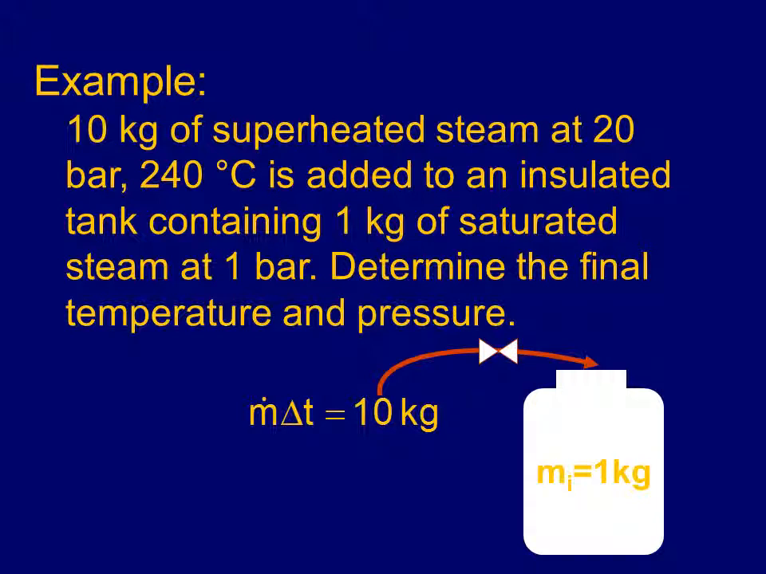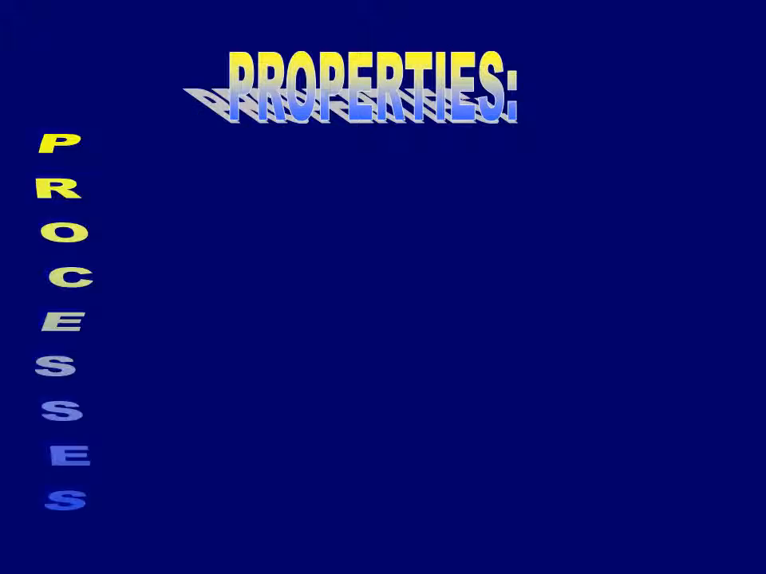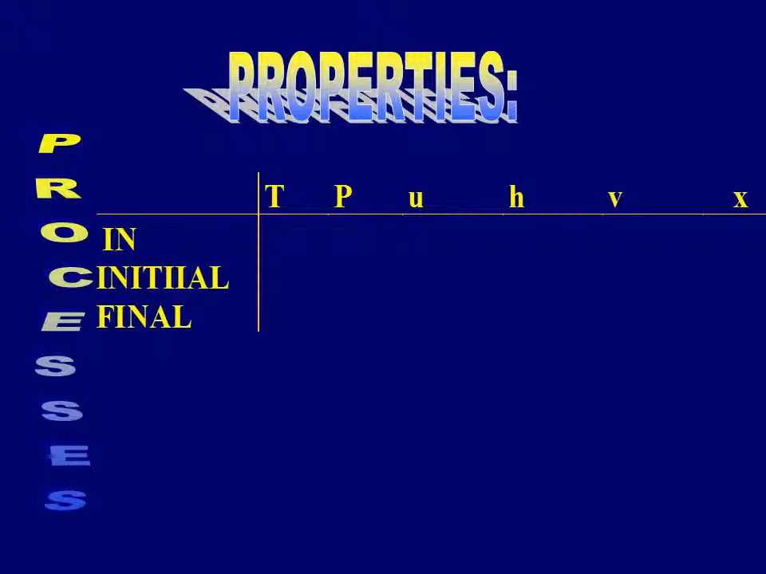M dot delta T is 10 kilograms over time. And now we're using steam, similar to our last problem, only now we're adding steam to a tank containing steam instead of air. Here we look at our properties process table and set that up. And we have three states. We have the input state, we have the initial state, and we have the final state.